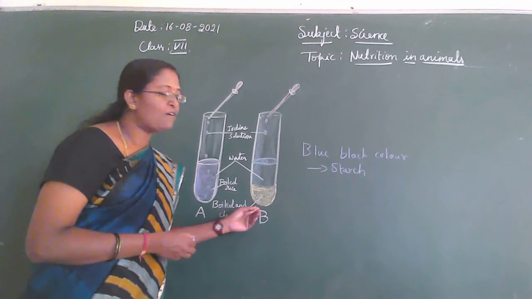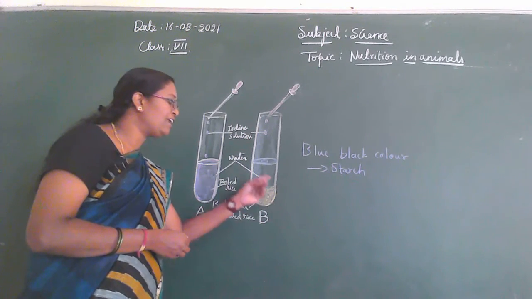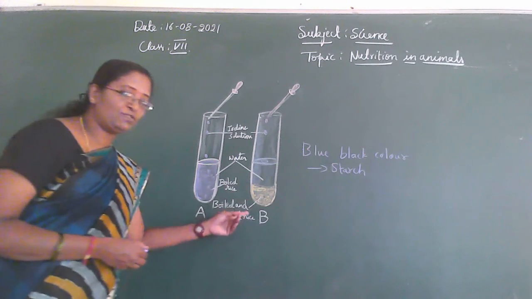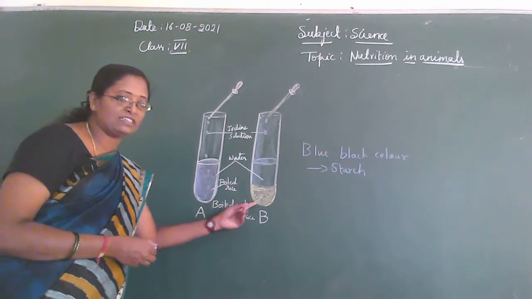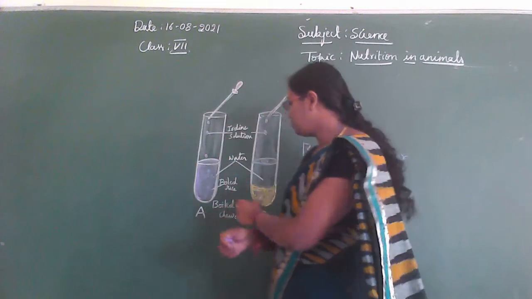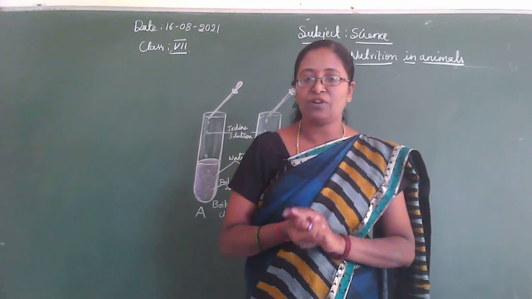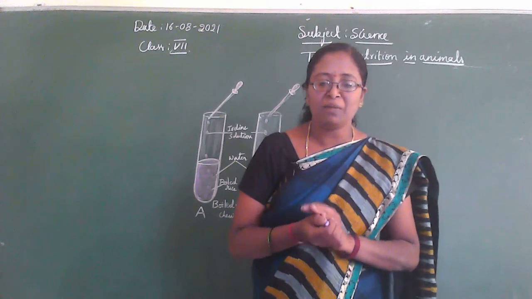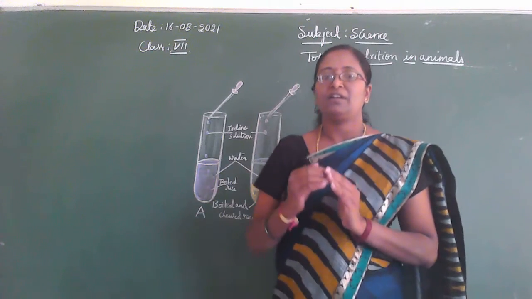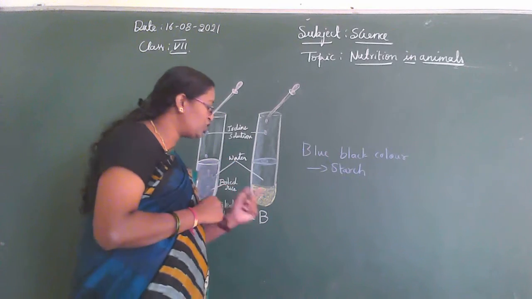Do you know, children, why this food doesn't contain starch? Because we already chewed it. We used boiled and chewed rice in this, isn't it? So what happens when we chew the food particles? The saliva present in our salivary juice breaks the starch into sugar.